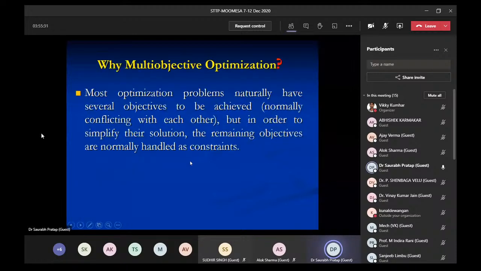Now, why multi-objective? Most optimization problems naturally have several objectives, and those objectives may conflict. They always conflict with each other. In that case, we have to identify a solution, and the solution will be bounded by the constraints, as per the scenario. So the solution will lie within the constraints.